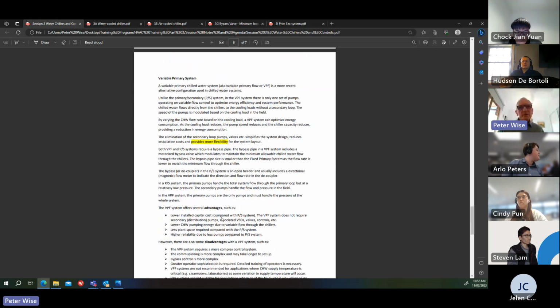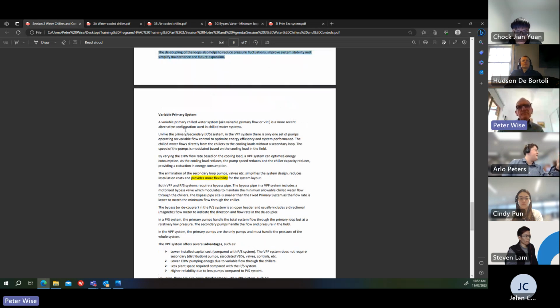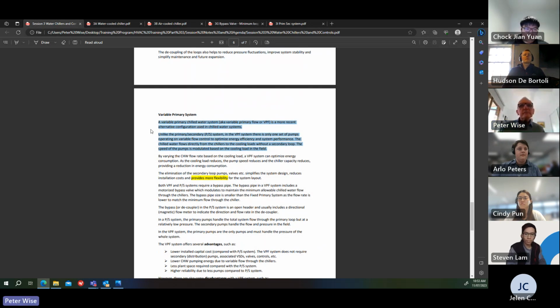Keep going. Variable primary systems. These are relatively new. A variable primary chill water system, also called primary flow or VPF, is a more recent alternative configuration. Now, the reason that these came about is that chillers became available with variable flow, variable speed. It wasn't necessary to have constant flow through the chillers, and therefore people started saying, well, do we need primary secondary? Can we just have variable primary? Which means you don't have the secondary pumps, you just have primary pumps.